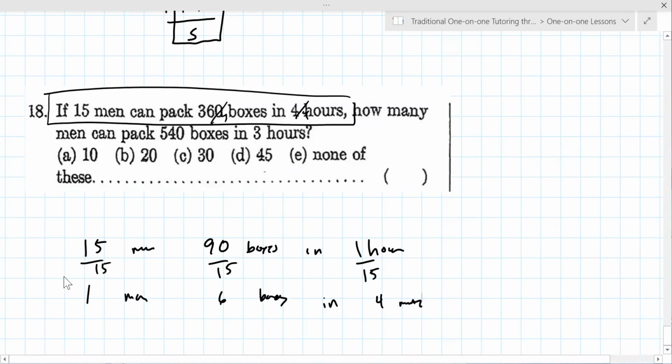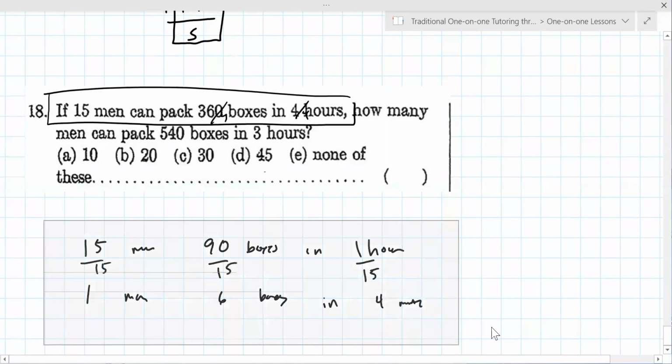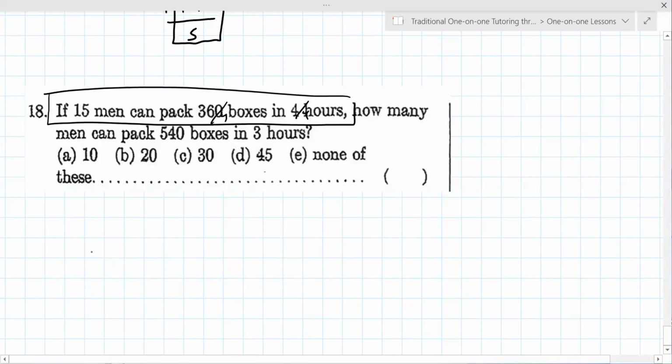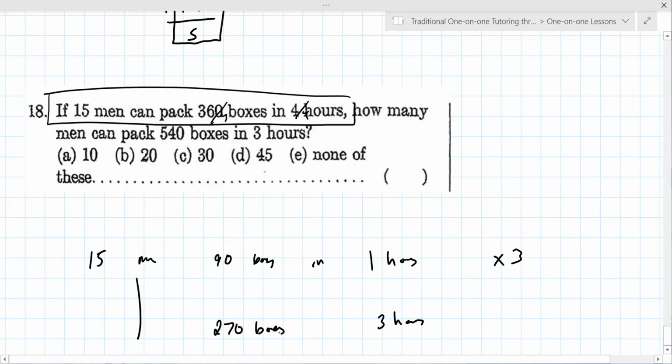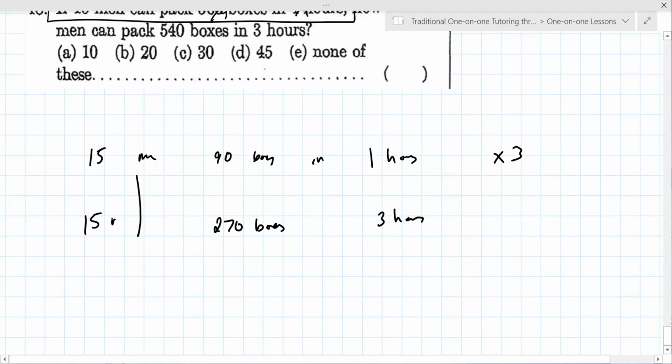Sorry, let's back up here. Again, if you divide by 4, 15 men are doing 90 boxes in 1 hour. In 3 hours, if you multiply these by 3, they're doing 270 boxes. And we want 540. Since you can't change these, you can only change the number of men. If you double it to 30 men, you get your 540 boxes.